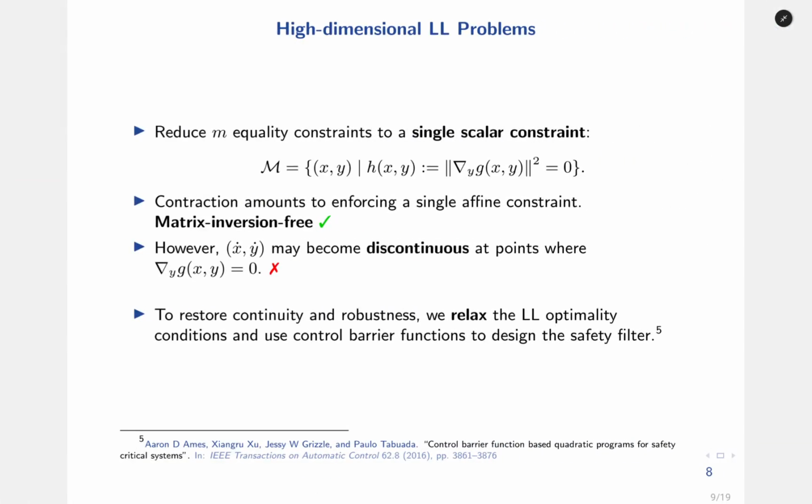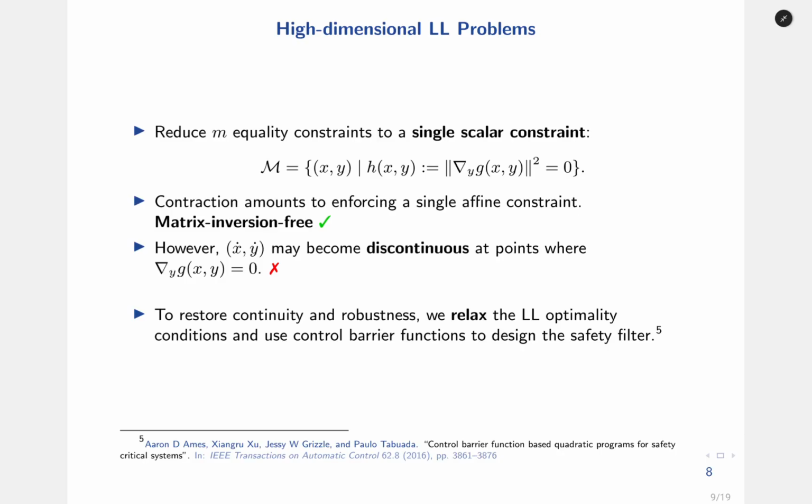Our previous version of the safe gradient flow enforced the lower level optimality condition through m equality constraints, one for each component of the gradient with respect to y. The key observation is that instead of enforcing m separate constraints, we can combine them into a single scalar condition. We do this by requiring that the squared norm of the gradient of g with respect to y be equal to 0. This defines the same solution set, but in a much more compact form. When we enforce only this single constraint, the corresponding safety filter no longer requires inverting an m by m matrix, which removes one of the main computational bottlenecks.